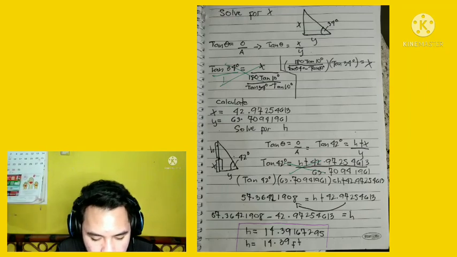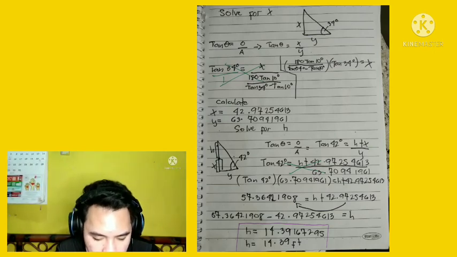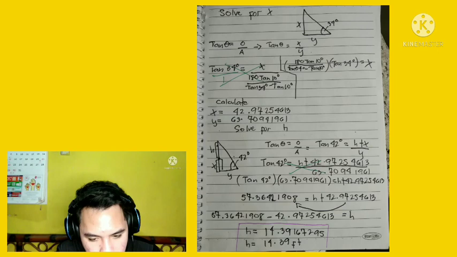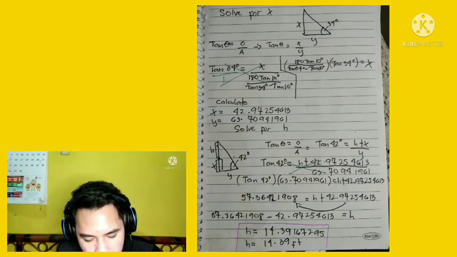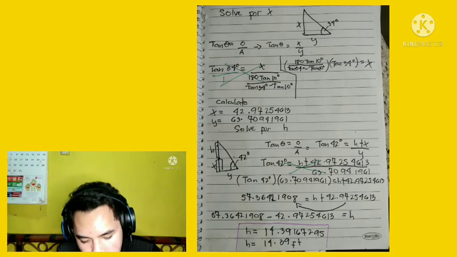So to solve for our h, we have the formula here again. Tangent theta equals opposite over adjacent. So we have here another illustration. h is the height of our tower, and our x and our y is our adjacent, and our angle is the 42. So now we have tangent 42 degrees equals h plus x over y.